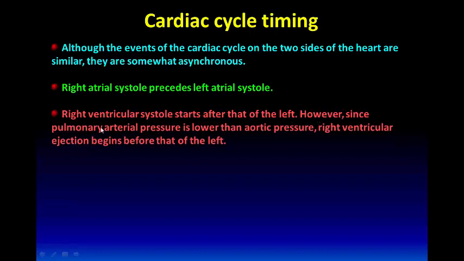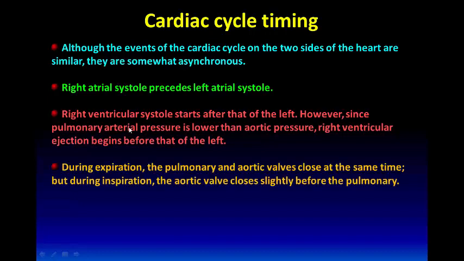However, since the pulmonary arterial pressure is lower than the aortic pressure, right ventricular ejection begins before that of the left ventricle, because the right ventricle generates much lower pressure than the pressure generated by the left ventricle in order to open the pulmonary valve against the pulmonary arterial pressure, which represents the right ventricular afterload.